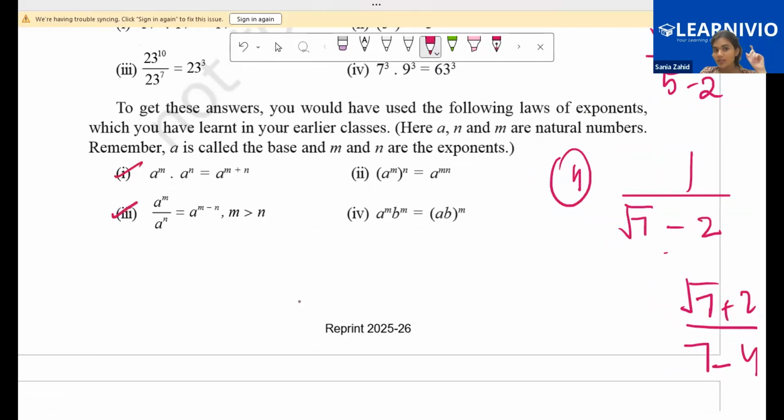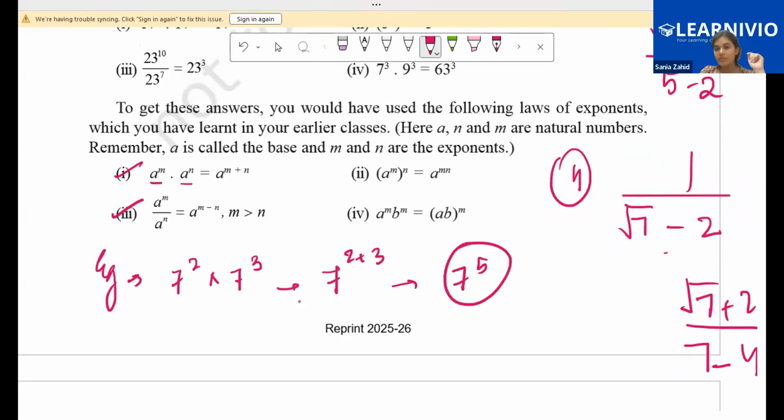See, first one and third one. The base is same. A to the power n, A to the power n. So when you have two numbers, same base, different powers, multiplied, you add the powers. For example, let's suppose 7 to the power 2 into 7 to the power 3. You have same base number and different powers. So what does it become? 7 to the power 2 plus 3, that's equal to 7 to the power 5.